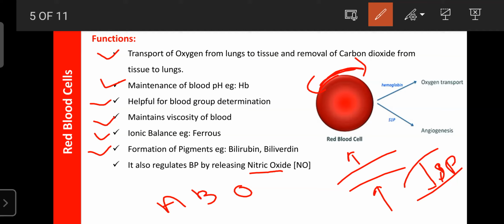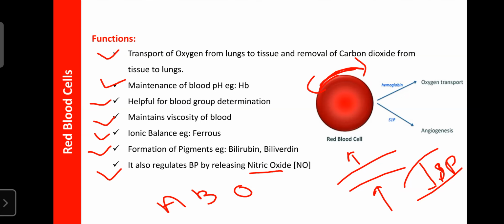So RBC also plays an important role in the regulation of blood pressure by releasing nitric oxide. It is one of the blood chemicals. It is helpful to relax the blood vessels or to increase the diameter of the blood vessels. As the diameter of the blood vessel increases, the blood pressure decreases. So like that, the RBC plays an important role in the regulation of blood pressure also. But the main function is that it is involved in the transport of oxygen.